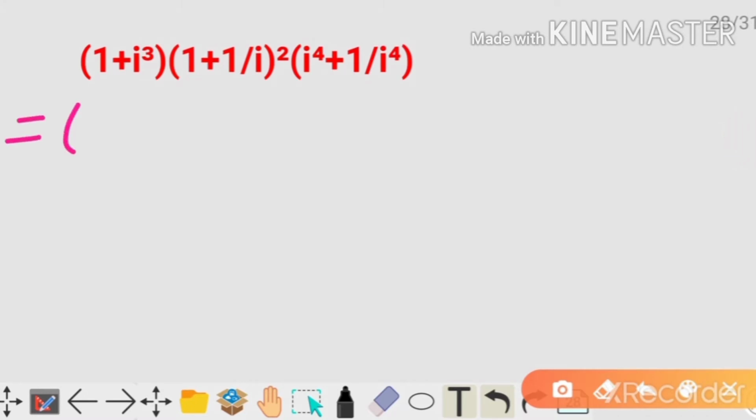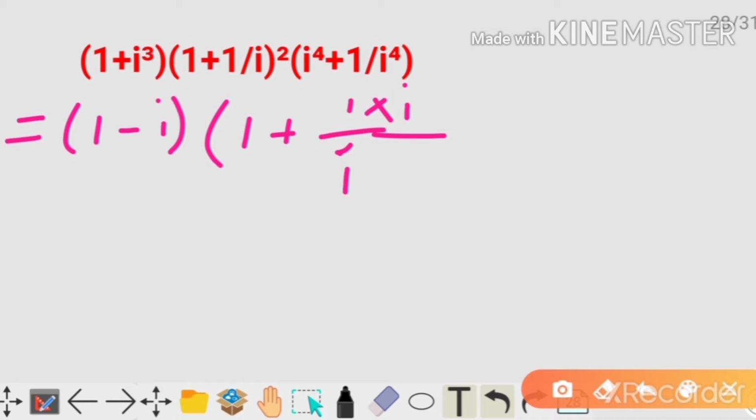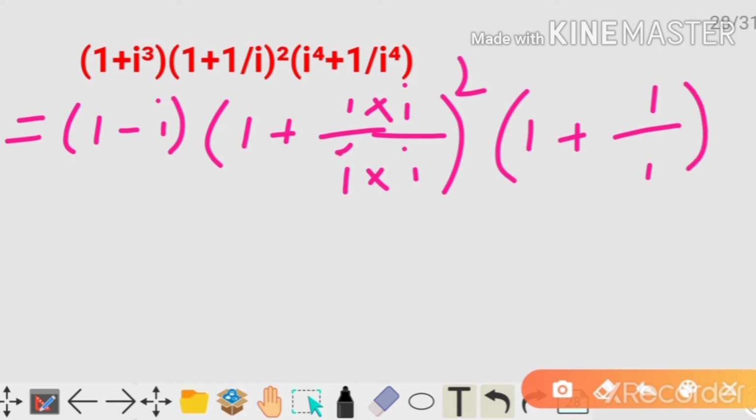Here we can write i cube as minus i. Okay, now in the second term there is 1 plus 1 by i. Okay, now we'll multiply i with both the numerator and the denominator. There is a square. And now the third term, i to the power 4, is equal to 1, so 1 plus 1 by i to the power 4 means 1. Right?